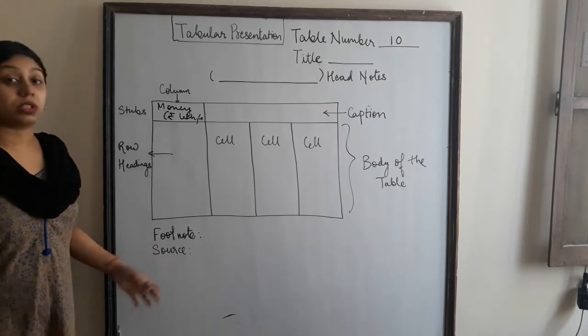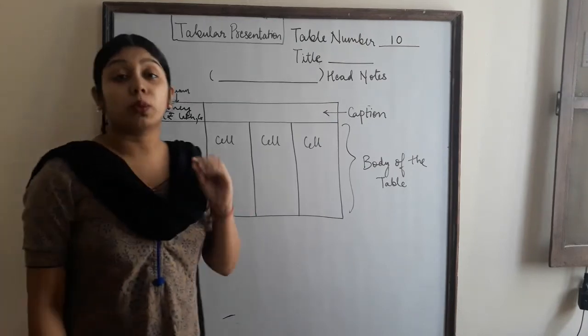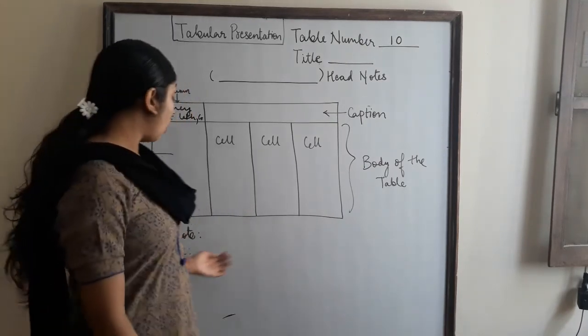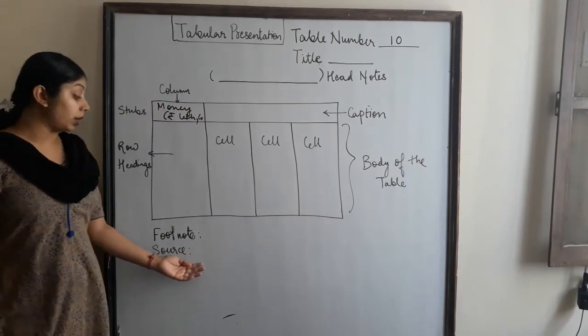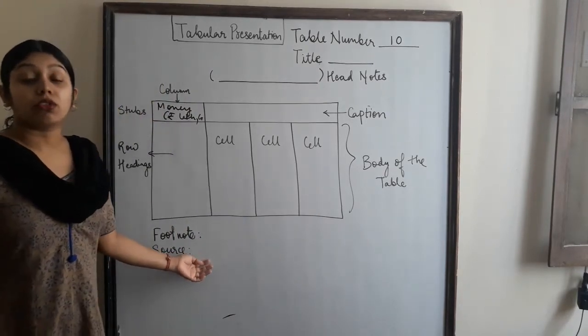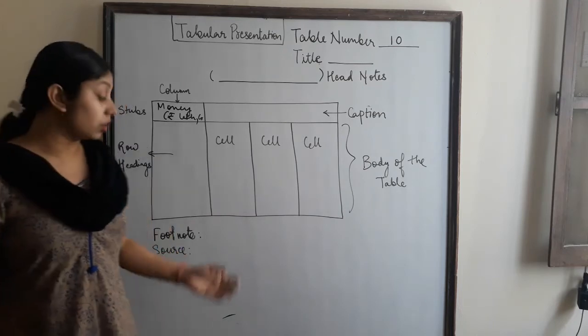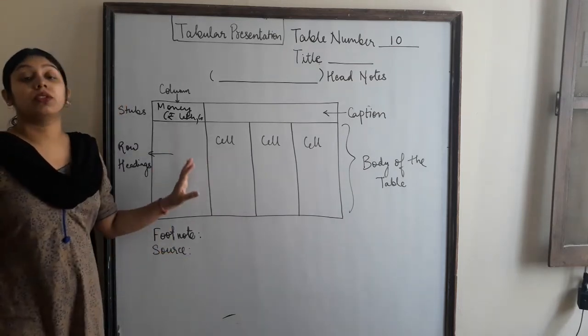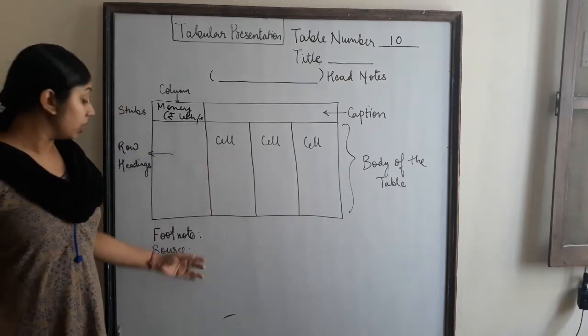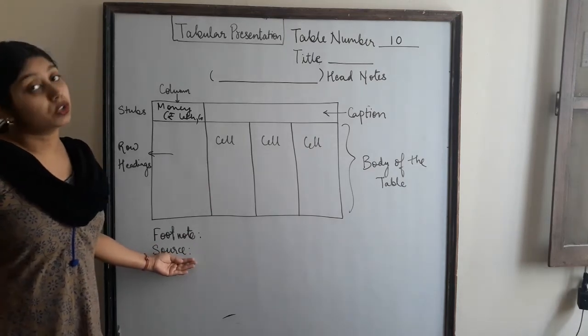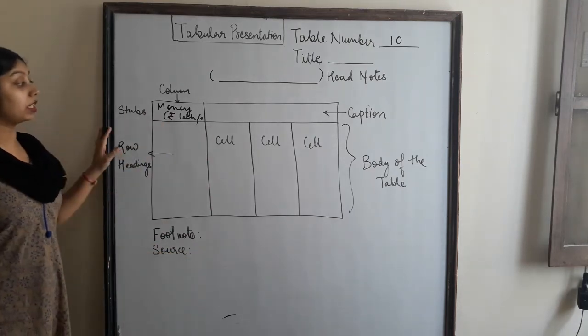Next we have source. That means from where or which year it was taken, or the source, that means the area of publication as well, from where you have collected the data. The source of the tabular presentation has to be mentioned in the source. So I hope this is very clear to you all.